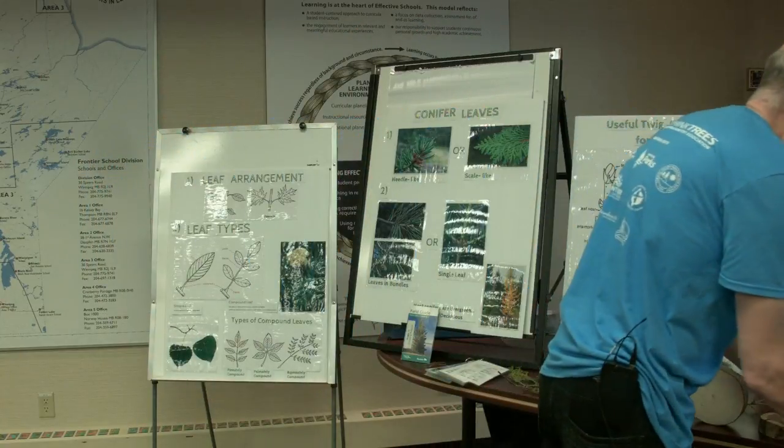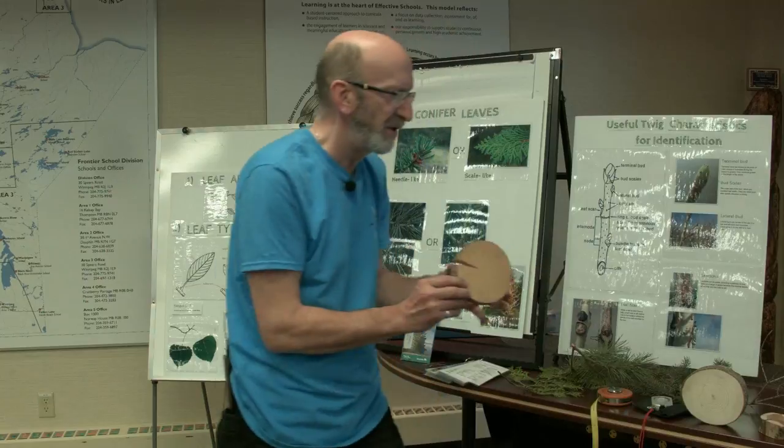The other way that you can age trees is just by counting the growth rings on a thing called a tree cookie.